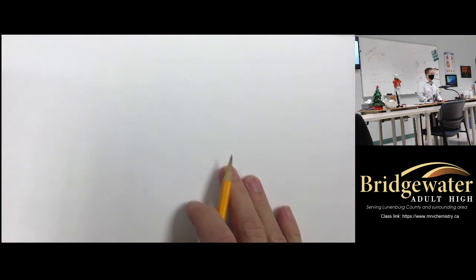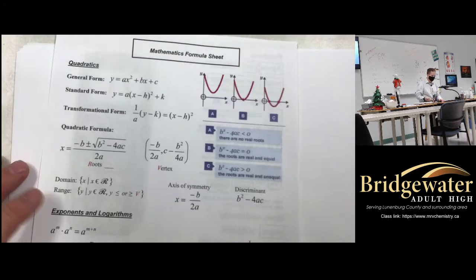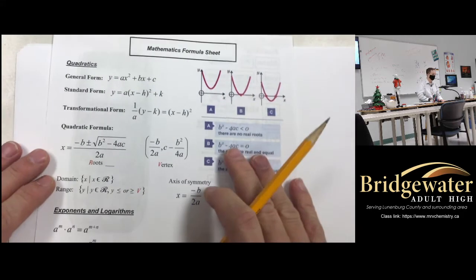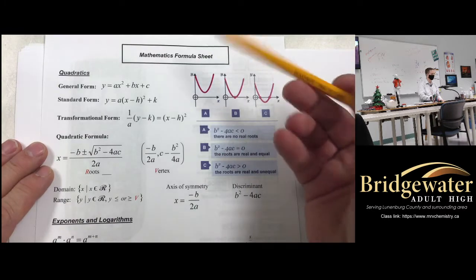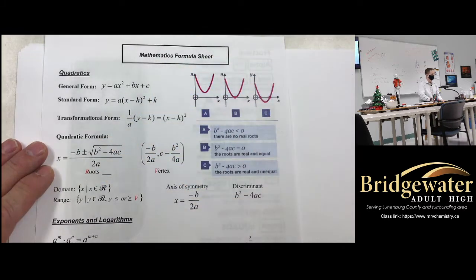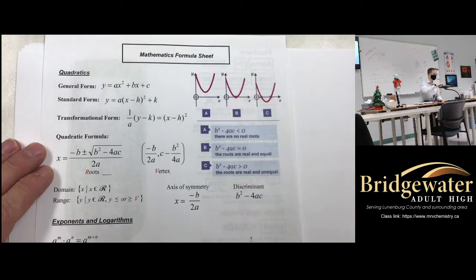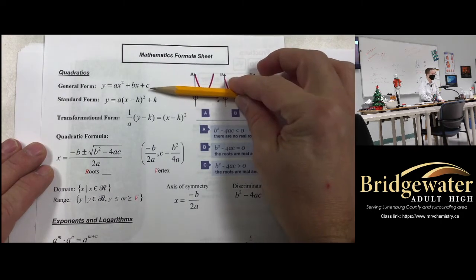Okay, so what we've done so far on the quadratics unit is we have learned, so this is your formula sheet, and you're allowed this on your final exam and everything else. On the formula sheet here, we have quadratic formula, but there's three different ways of writing it.